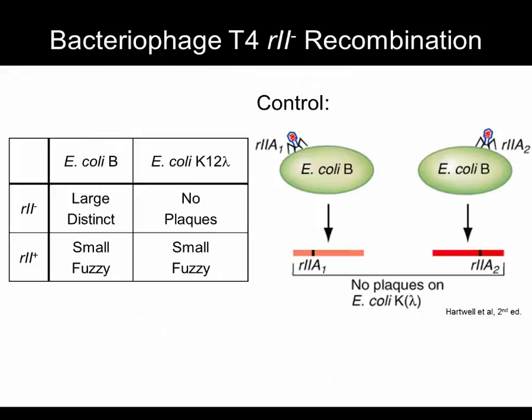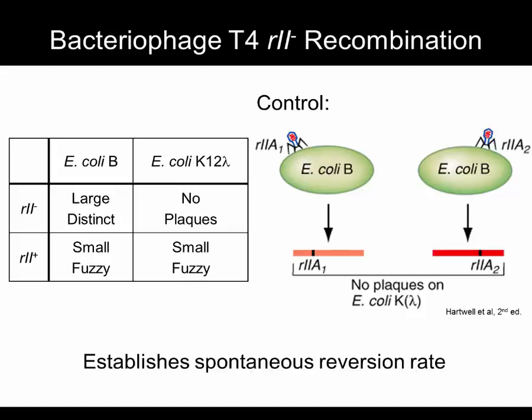A key control in recombination assays is to go through the above process with one mutant phage at a time. Infecting the permissive host with a single mutant, collecting the offspring, and then infecting the non-permissive host does not allow any opportunity for recombination. But sometimes, a spontaneous mutation could cause a mutant to revert to wild type. This control tells us how often this happens.